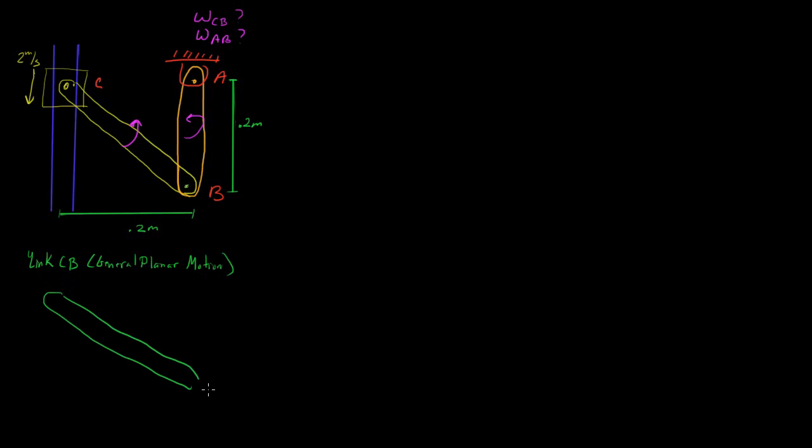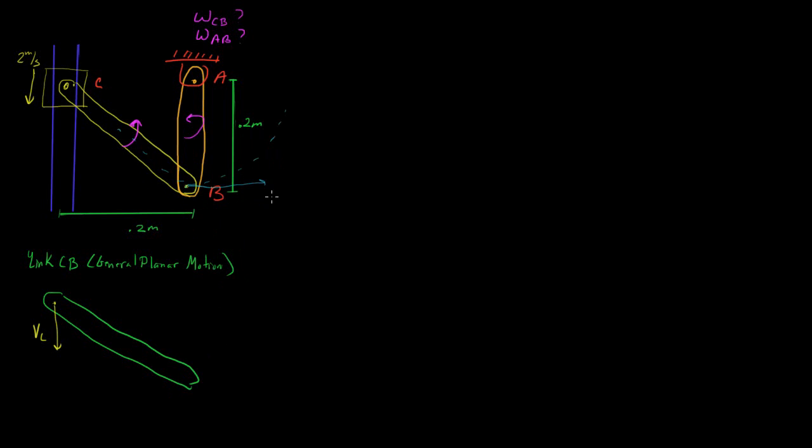So general planar motion. With this link CB right here, we know that we have a velocity C, which is acting straight down. This collar is constrained along this bar, so VC is perfectly vertical. And at this position right here, B and A are lined up perfectly. So the path B is taking is this sort of circular path. I know it doesn't quite look circular, but it's right at this point right here.